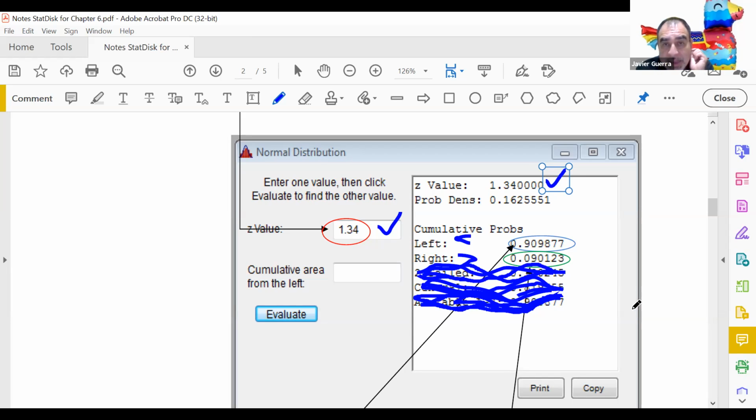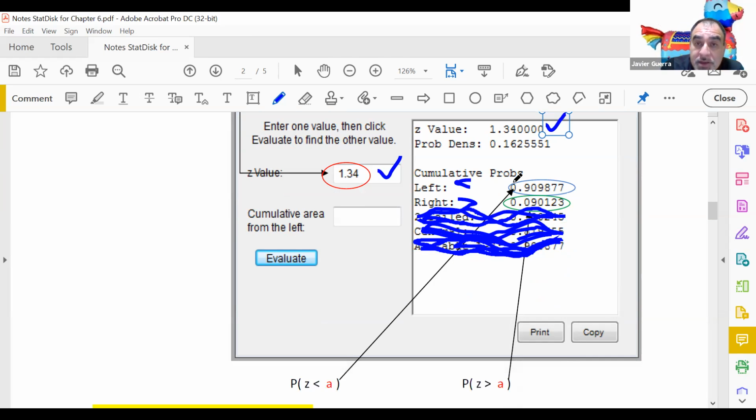Okay, less is left, right is greater. So go ahead and put that in your paper. Less is left, right is greater. And whatever the inequality symbol is given to you, that's the value that you're going to be writing down.